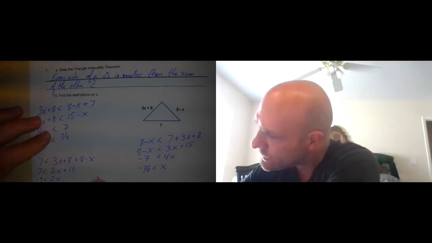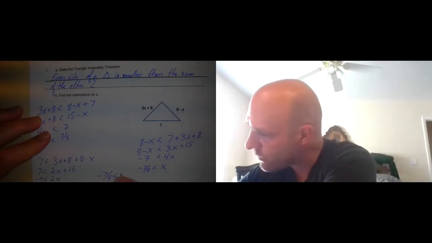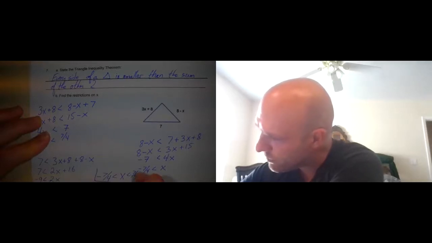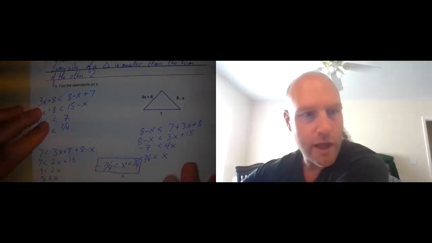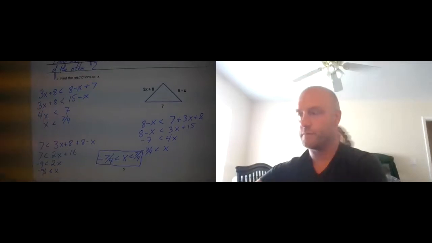Okay, so my compound restriction looks like this. It's a little squishy in there. And put a box around it. Got it? Okay.